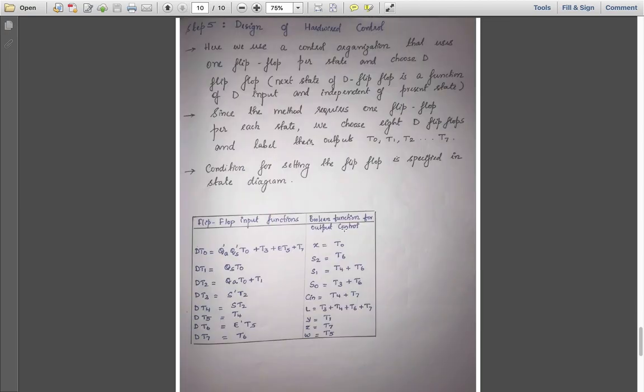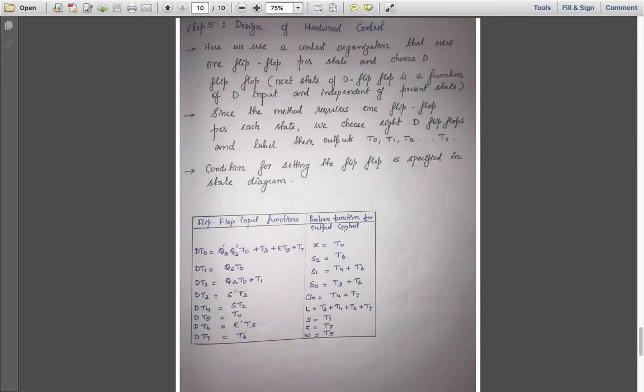Now for the last step, it is the design of the hardwired control. So you are ready with the algorithm, you are ready with the table. Now you are going to design that hardware part. To design that hardware part, we know that this is a one flip-flop per state method. That is, each state will have one flip-flop.